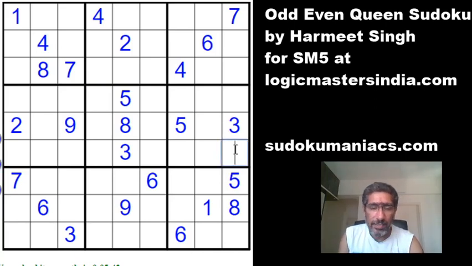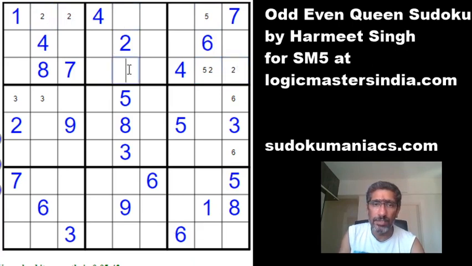So when we look at it, this is a 6 and a 6, 4, 4, 5, 5, 3, 3, 5, 5. Nothing is straightforward. Oh yes, let's look at column 5.